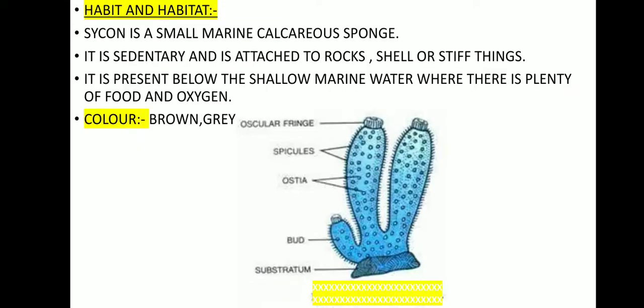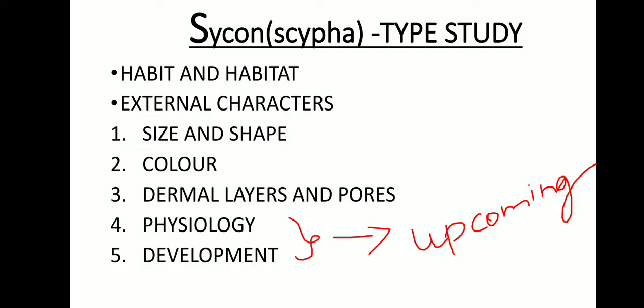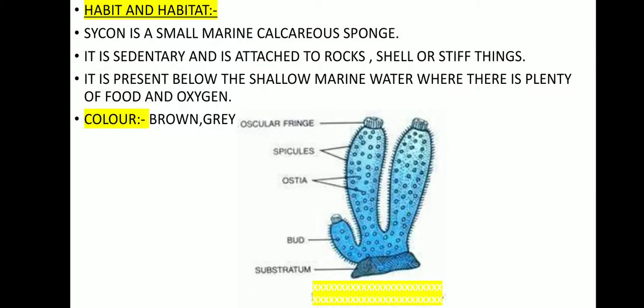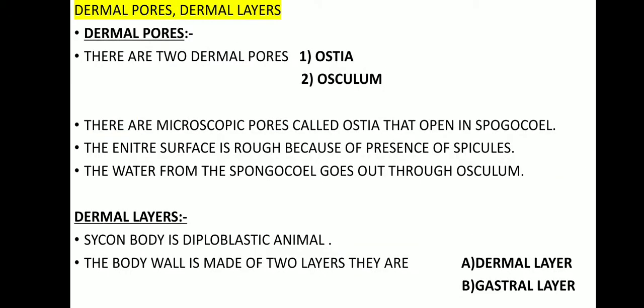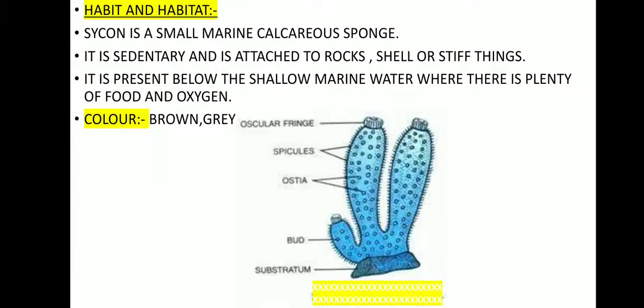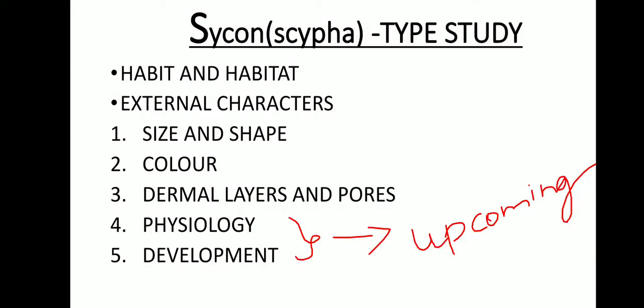So let's talk about the external characters. Let's go into depth. We'll be seeing the dermal pores and dermal layer. In the dermal pores we'll be seeing two pores, as we know that it is a poriferan. We have completed the size and shape, right? And we have also completed its color. Now let's begin the dermal layers and dermal pores.